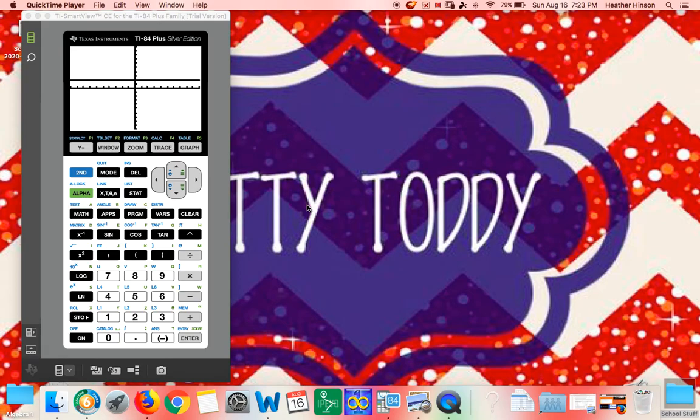Hey guys, so we are going to be using a TI-84 graphing calculator. Some of you may have other versions of this, but it's going to look similar to this. This one's a little bit more updated than what you're going to see in school, but you have probably never seen these kind of graphing calculators before.